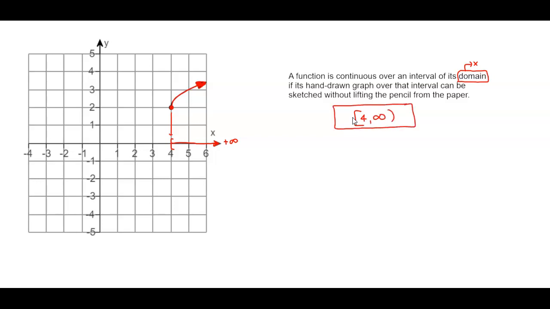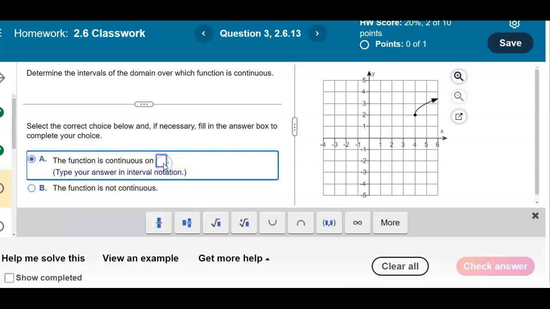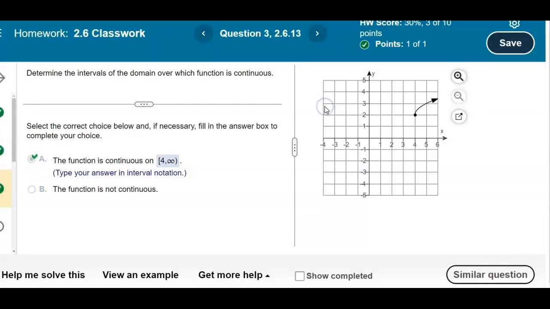Let's go ahead and put that in there to check our result. So we're going to say the function is continuous from bracket 4, comma, infinity. Let's go ahead and then check our answer, and there is our result.